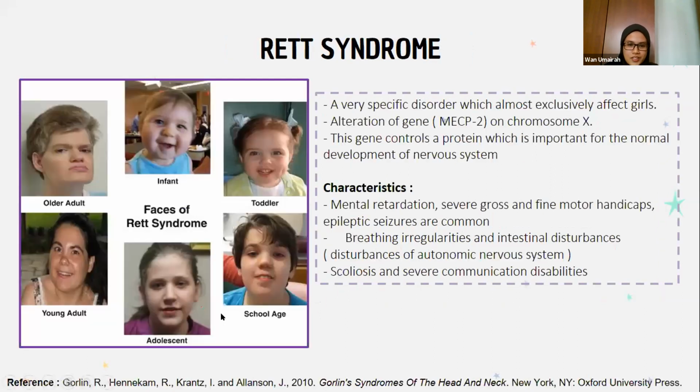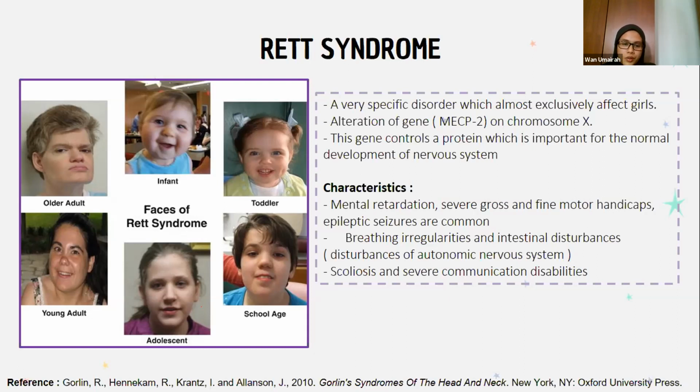Next, we go to Rett syndrome. It is a disorder which almost exclusively affects girls, and this is due to the alteration of a gene on the X chromosome. This gene controls a protein which is important for the normal development of the nervous system. So when there is impairment in the development of the nervous system, the child may present with mental retardation, severe gross and fine motor handicaps, and epileptic seizures, which are quite common.